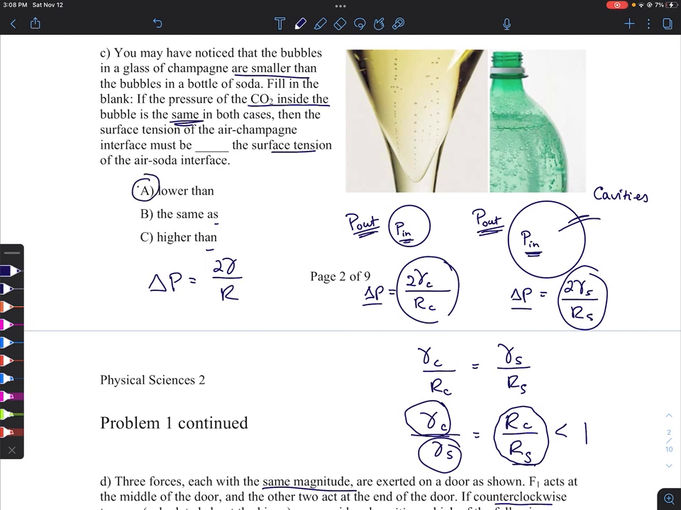So the surface tension of the air-champagne interface must be lower than the surface tension of the air-soda interface.